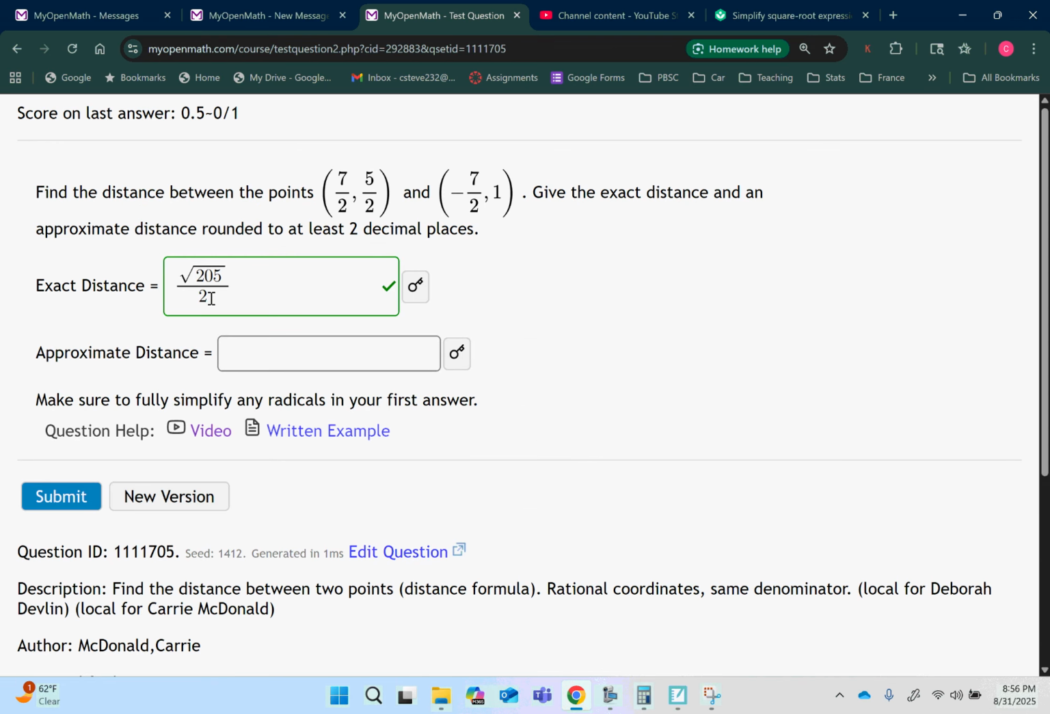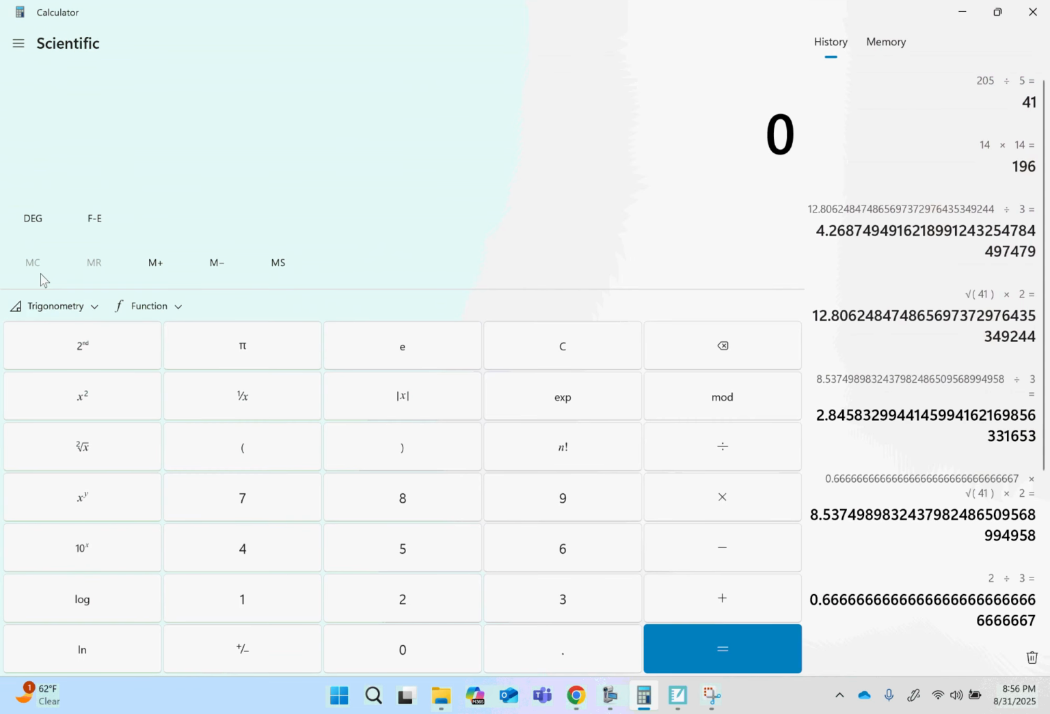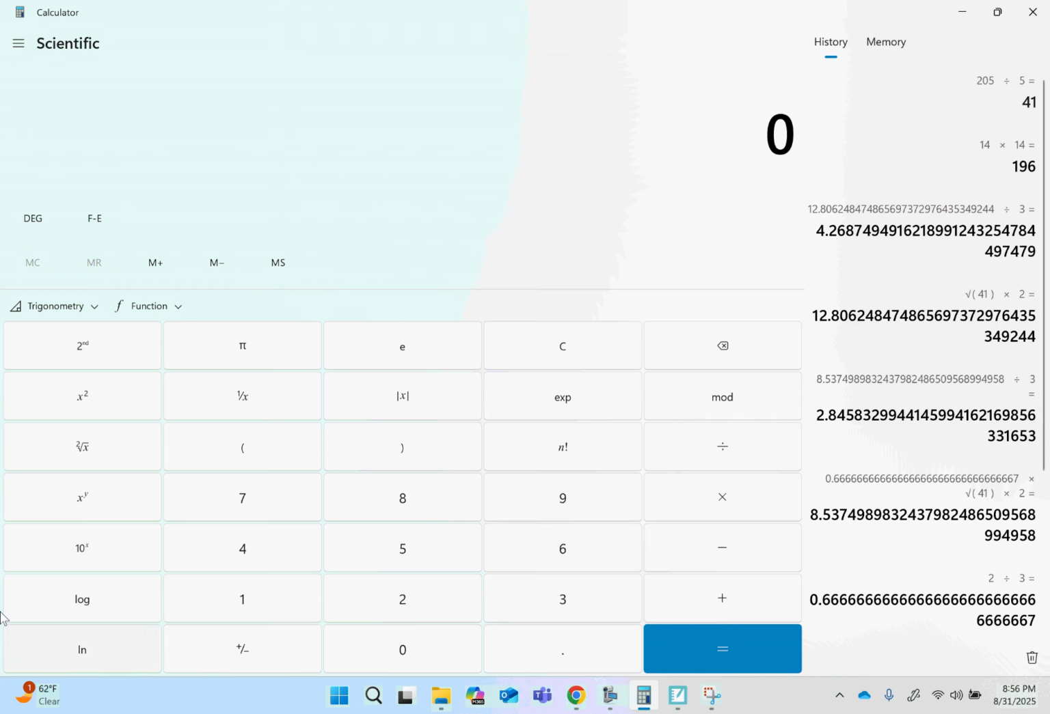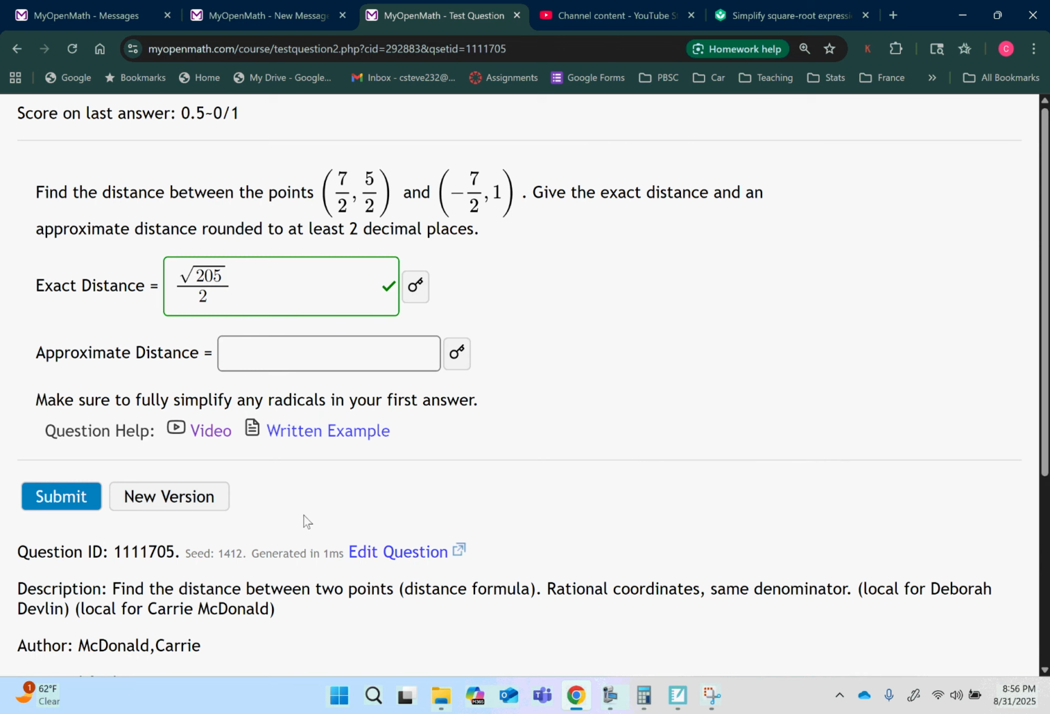Okay, now to get the approximate answer, I'm going to clear everything out. I don't know if it'll let me. I wish I could get rid of everything. Memory clear maybe? It won't let me clear out everything. Okay, well anyways, I guess this is as clean as we can get it right now without spending too much time trying to figure it out.